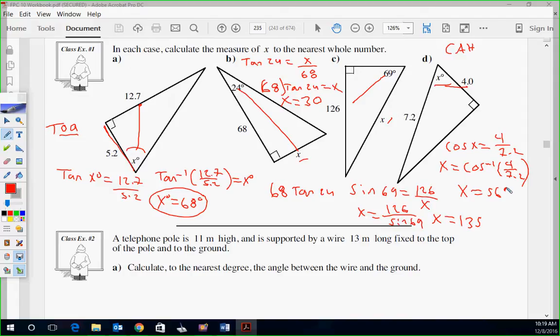That's just to find angles? So yeah, when you're finding angles, that's when you're going to use inverse the most. Okay. Any other questions?